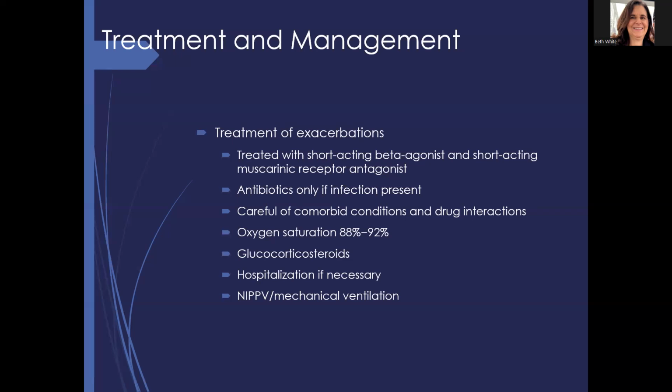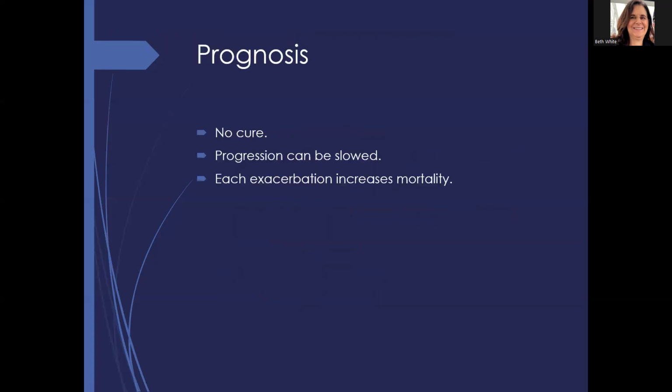Careful of comorbid conditions and drug interactions. So got to watch what we're giving the patient. Keeping those SATs 88 to 92, giving them corticosteroids, hospitalization if necessary, and then in extreme cases, non-invasive positive pressure ventilation or mechanical ventilation. However, we try not to do that because it's hard to get patients off once you put them on. Prognosis is, and again, I said this before, there's no cure. However, we can slow down the progression, and that's what we want to do. Each exacerbation increases the chance of mortality in the patient.